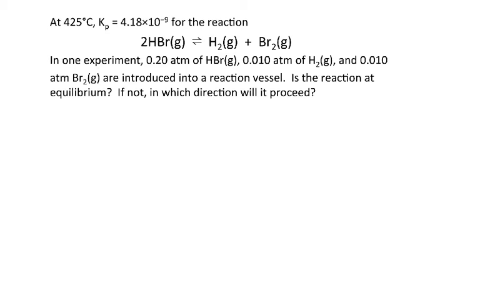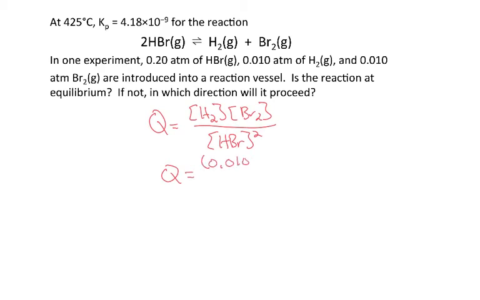Okay, so same reaction. Now we're told that in a particular experiment, we added 0.2 atmospheres of HBr and 0.01 atmospheres of H2 and 0.01 atmospheres of Br2. And I want to know, is the reaction at equilibrium? And if not, in which direction will it go to get to equilibrium? So in order to do this, I have to calculate Q. So Q is equal to the concentration of H2 times the concentration of Br2 divided by the concentration of HBr squared. So if I plug in my numbers, I have 0.01 times 0.01 divided by 0.2 squared. And so I get a Q, when I plug this into my calculator, of 2.5 times 10 to the minus 3.